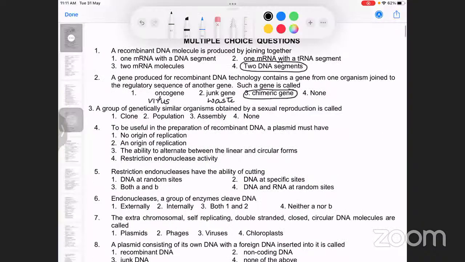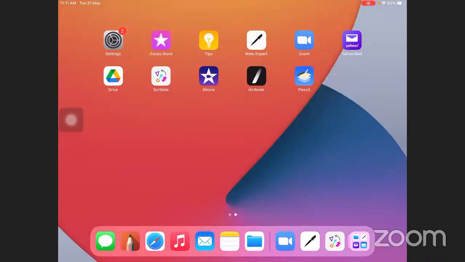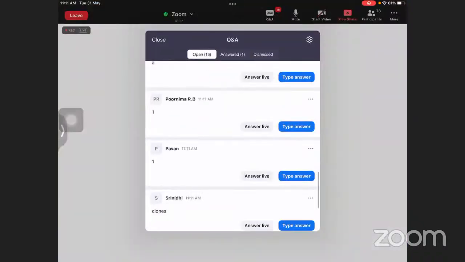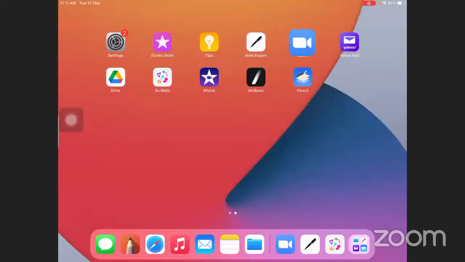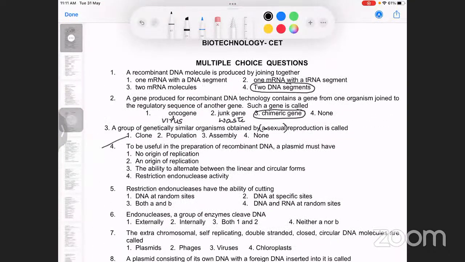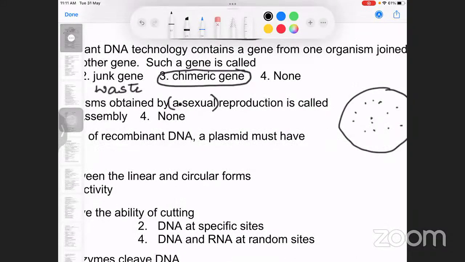A group of genetically similar organisms obtained from asexual reproduction is called as: clone, population, assembly, none. They are called clones. The individual unit of a clone is called ramet. Ramet is the individual; clone is a population. Similar organisms, when they are placed together, we call it a clone. So an individual organism will be called a ramet. Make a note of it.